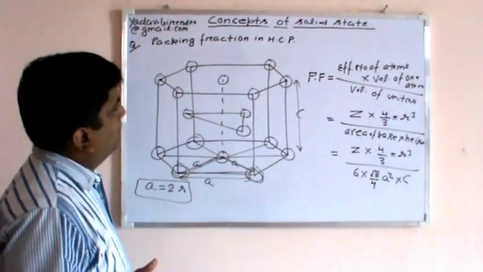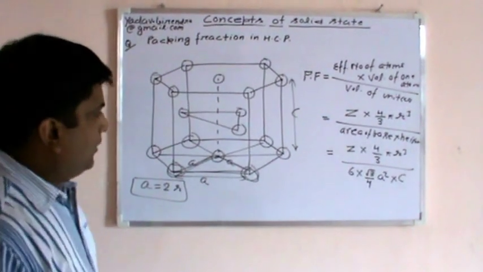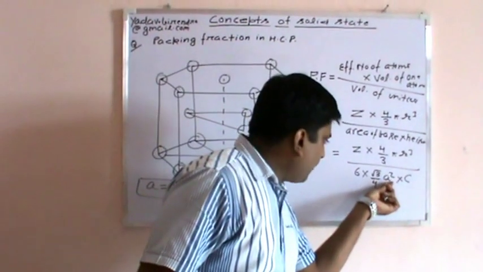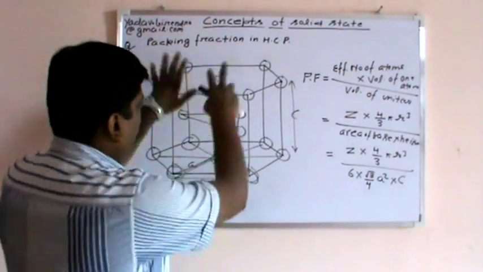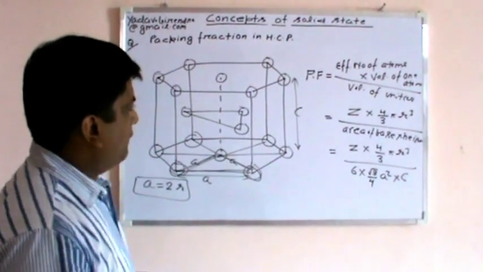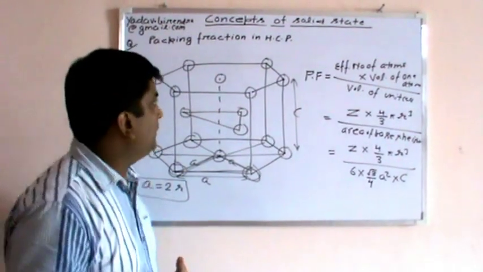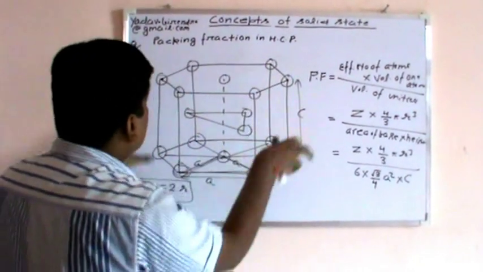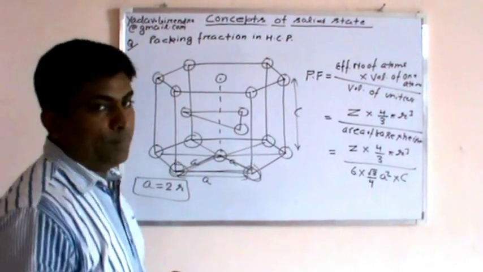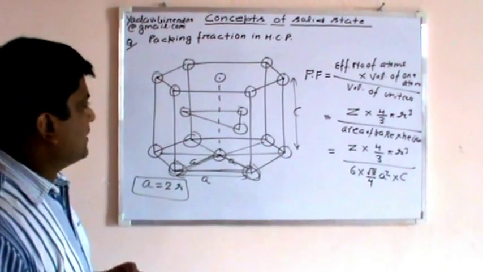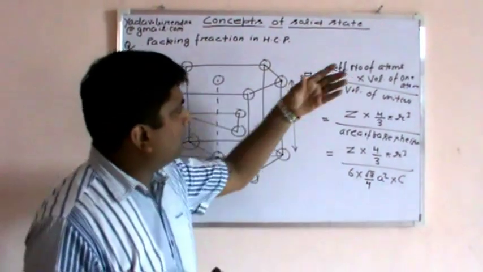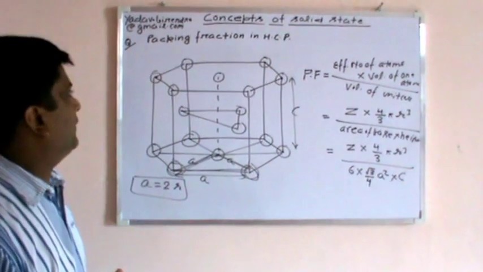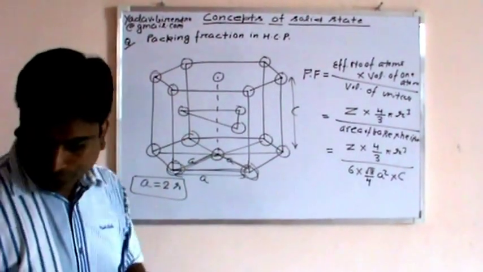Here we can be asked to calculate the relation between A and C. We can be asked to find the volume of the unit cell. So different types of questions can be framed using the concept of HCP. So we'll discuss these things in detail. First of all, we'll discuss effective number of atoms. How to find effective number of atoms in this case.